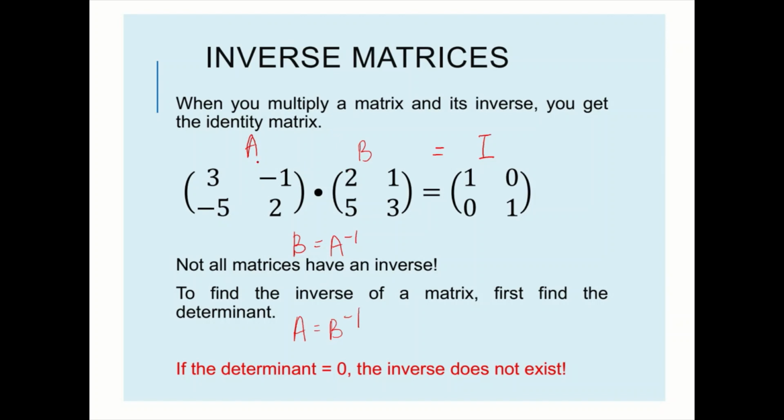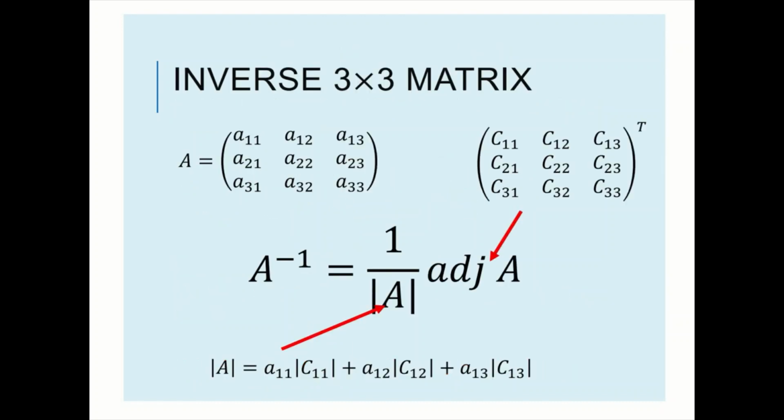So when we multiply two matrices and get identity, then they are the inverse matrices of each other. Now, one important note you must know: if the determinant is 0, then the inverse matrix does not exist. Now, to find the inverse matrix of a 3 by 3 matrix, we use this formula: 1 over determinant of A multiply the adjoint matrix. The adjoint matrix is the transpose of the matrix of cofactors, and the determinant can be found using the cofactors and the elements of a certain row, one row or one column.